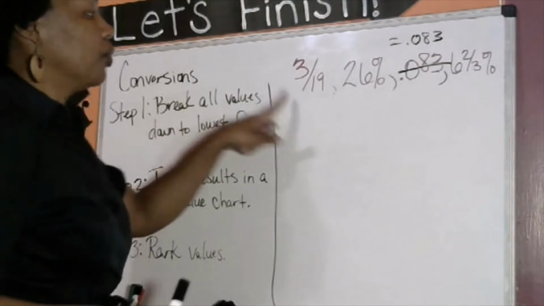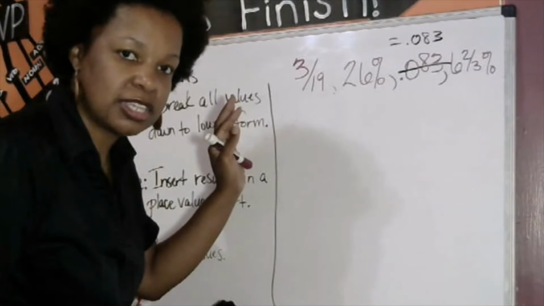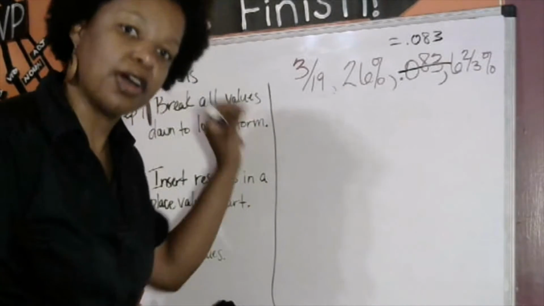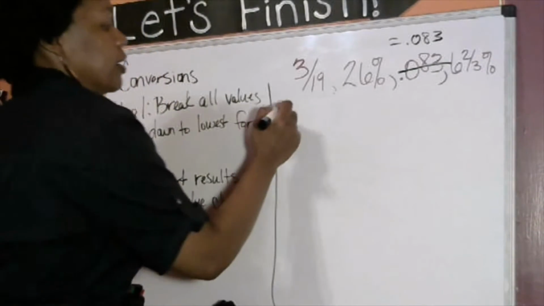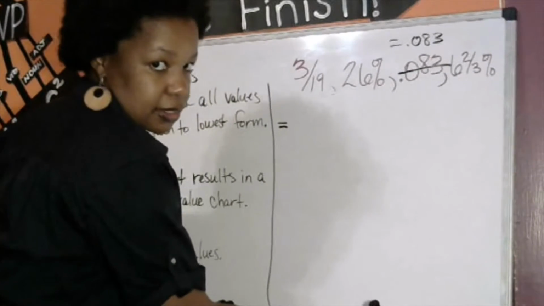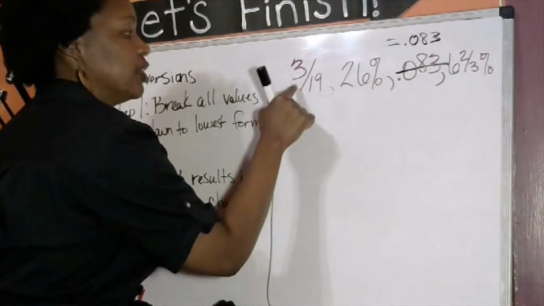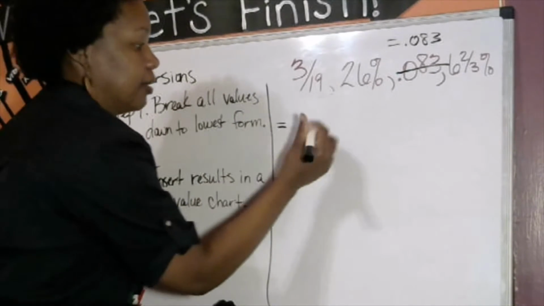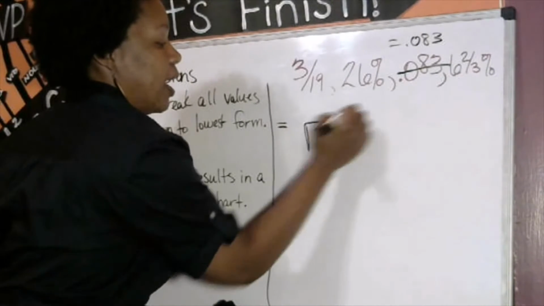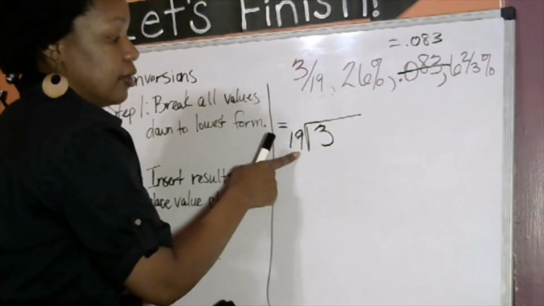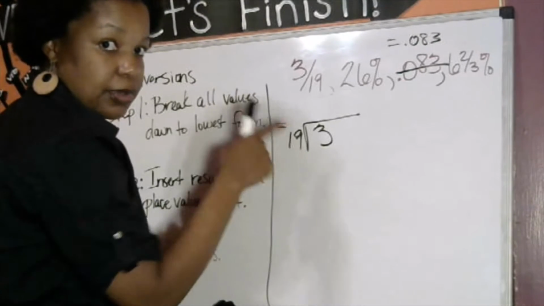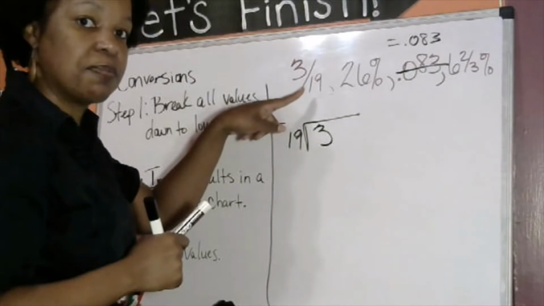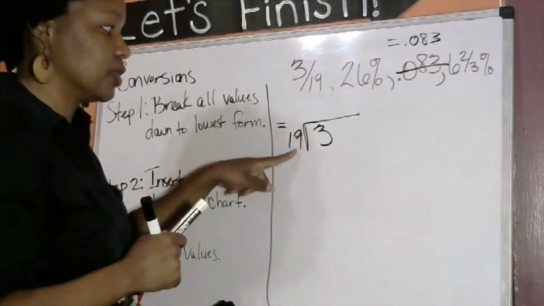3/19. A rule of thumb: when you see fractions, know that these are also division problems. Fractions are division problems too. That's another talk for another time. You can divide 3 by 19. Divide the numerator by the denominator. The denominator goes on the outside. Or as I teach some people, divide the top by the bottom. The bottom goes on the outside.